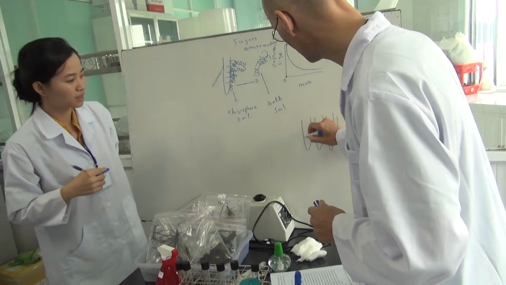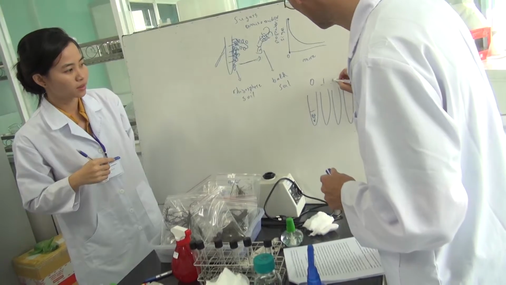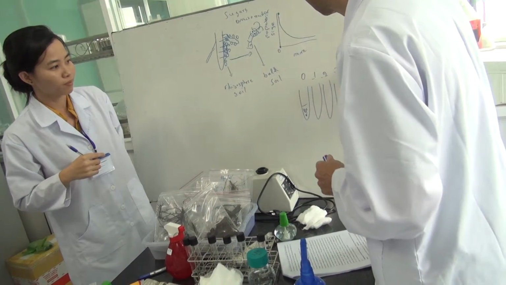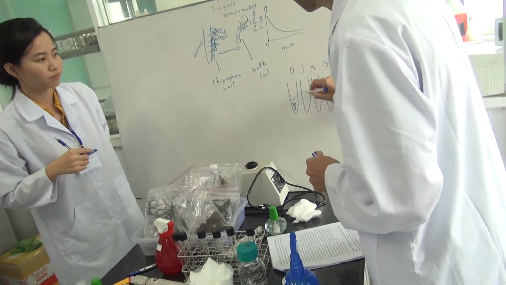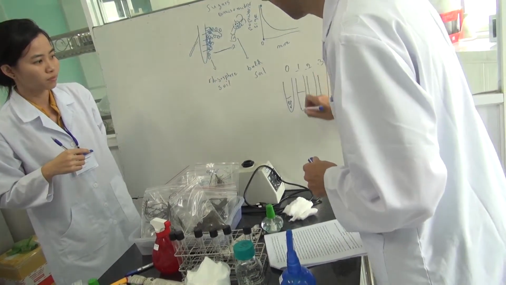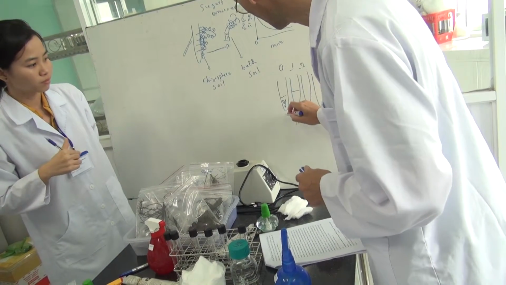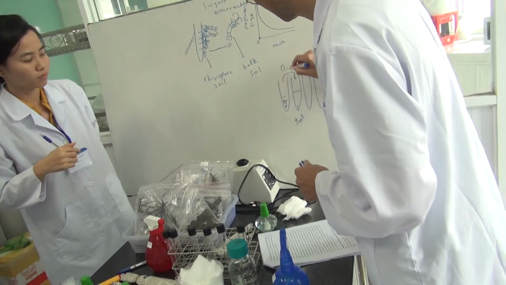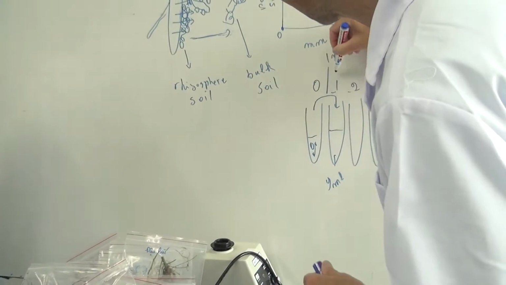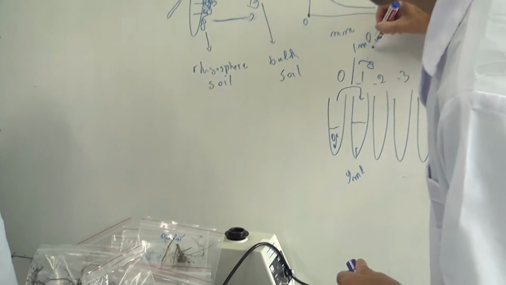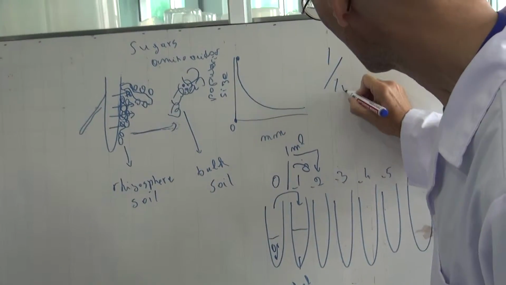So if the soil is in this one, this is 0. This is -1, -2, -3, -4, -5, and -6. Okay? So if you have 9 milliliters in each one, you take 1 milliliter here to here, 1 ml, vortex, and then again 1 ml. So each time it's diluted by 1/10.